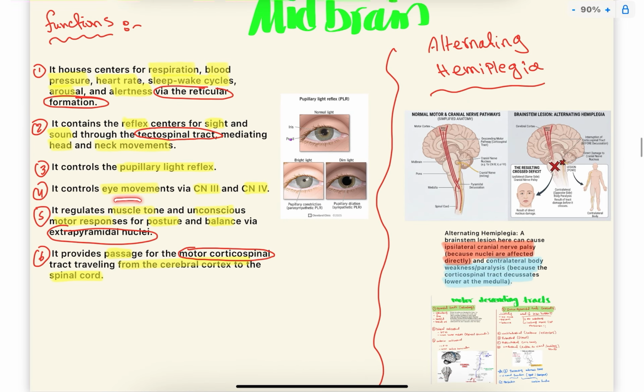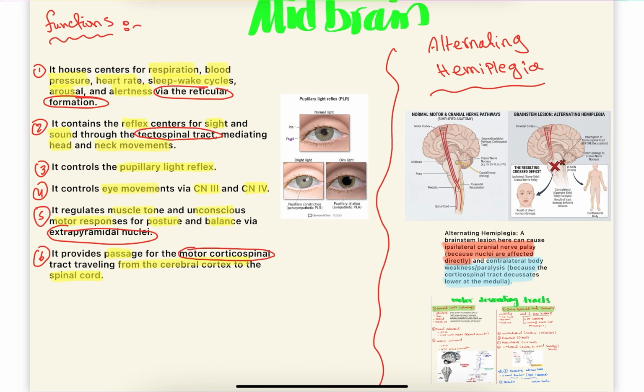Also, it helps in your eye movement using the oculomotor and the trochlear nerve, and it helps in your muscle tone. It helps in your posture and balance via what? We mentioned this via the extrapyramidal tracts or nuclei. And also, it passes the motor corticospinal tract from the cerebral cortex to the spinal cord.